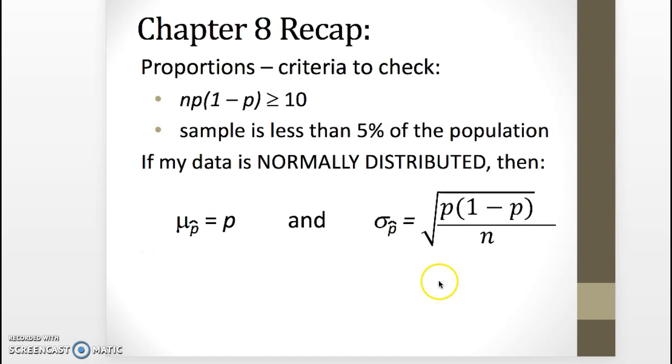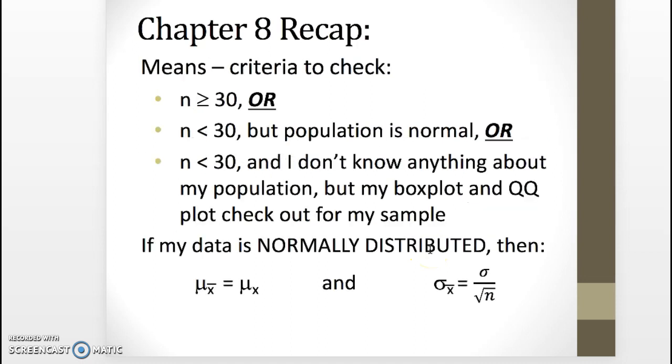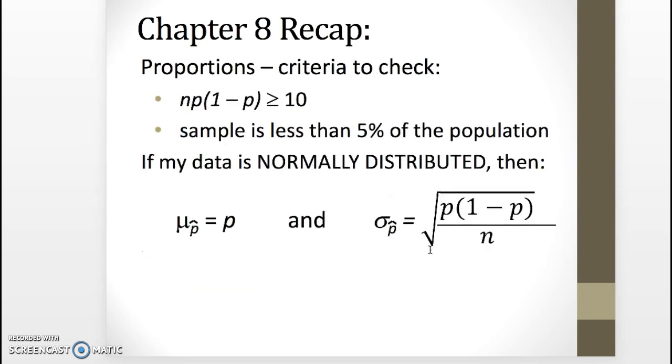For proportions, the criteria you want to check is the n times p times 1 minus p and the 5% condition. Once those two check, you can say your sample proportion is normally distributed and you have your formulas for your mean and your standard deviation. These two slides are a pretty good recap of our chapter. You want to print these out and maybe have them handy as you are working on your problems.